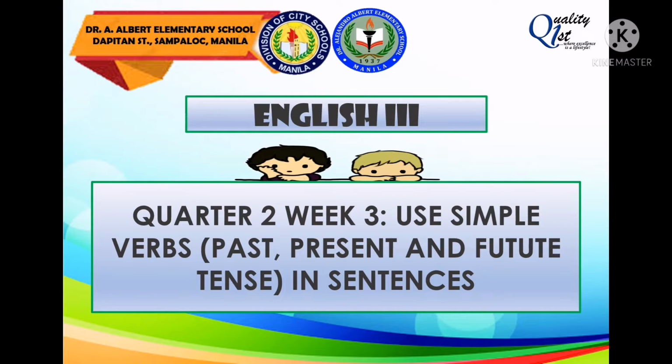That's great! Today is a brand new day and a brand new lesson for you. Today, you're going to use the simple verbs such as the past tense, the present tense, and the future tense in sentences. This is based under the most essential learning competencies of Grade 3 English under Week 3 of the second quarter. Are you ready? Let's do this! Let's pull up the next slide.